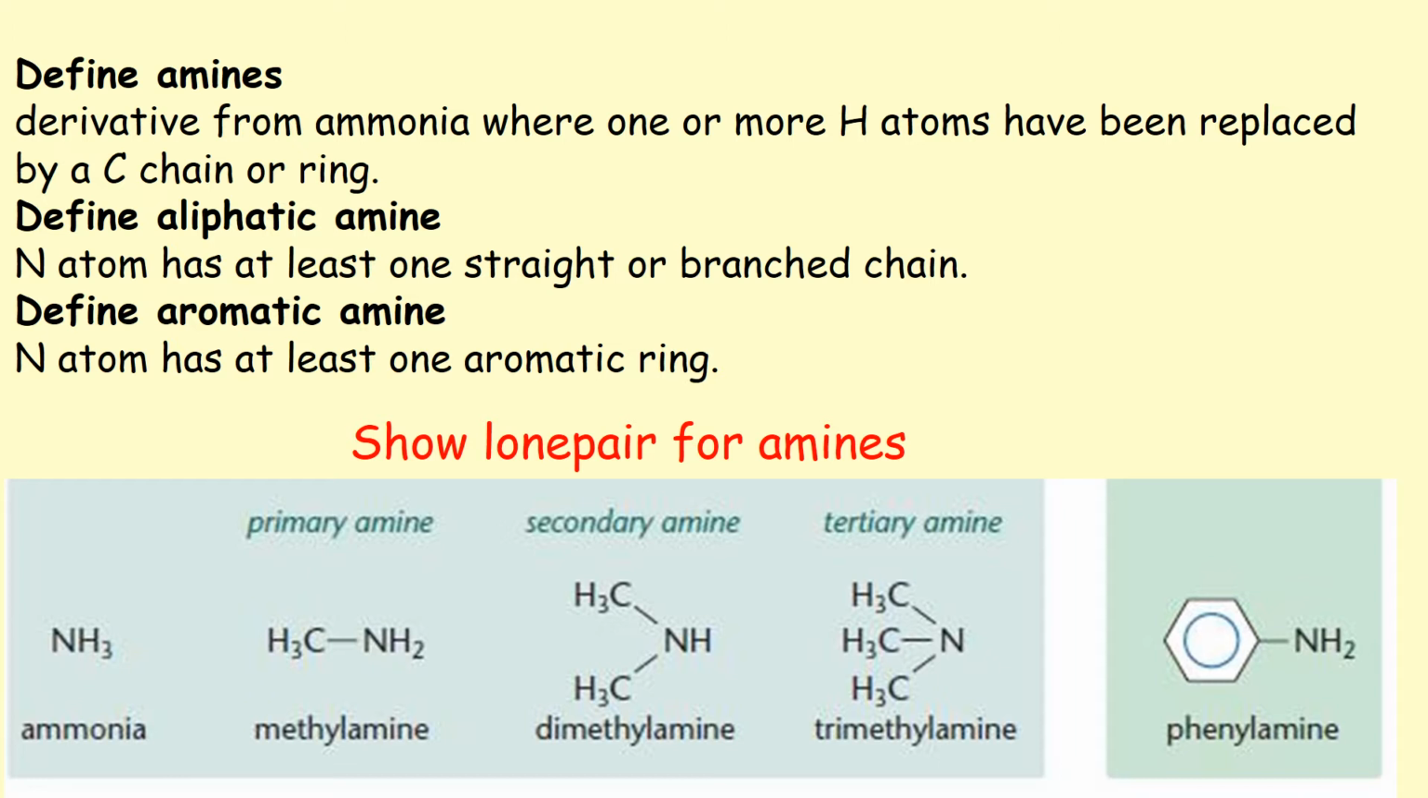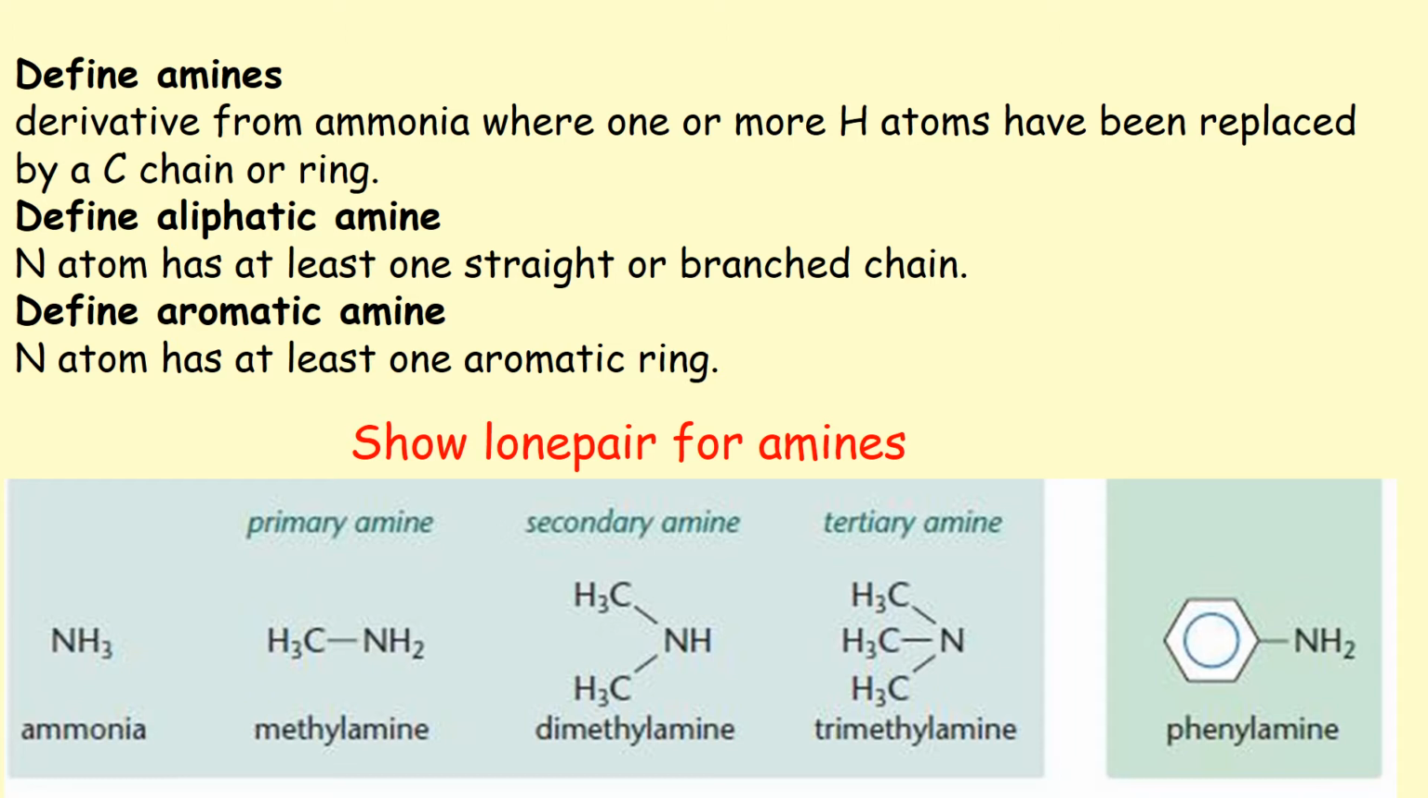Define amines. Amines, like you've come across really for derivatives of carboxylic acids. An amine is a derivative of ammonia, where one or more hydrogen atoms have been replaced by a carbon chain, so an alkyl chain, or a ring. So it could be aromatic. So very similar to carboxylic acids, forming derivatives of carboxylic acids such as acyl chloride, amide, and so on. Okay, in this particular case, it's ammonia that is having one or more of its hydrogen atoms replaced to form derivatives called amines.